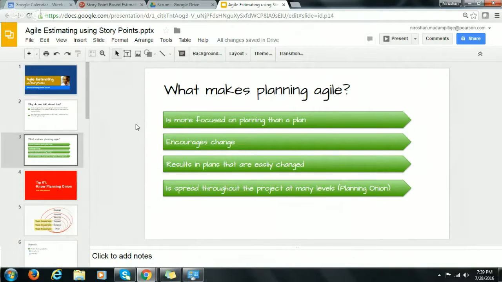Number 4 is spread throughout the levels. This essentially also talks about the planning onion. Have you ever heard of the planning onion? If not, this is something that you must know as an agilist. So I'll take your attention onto that quickly.